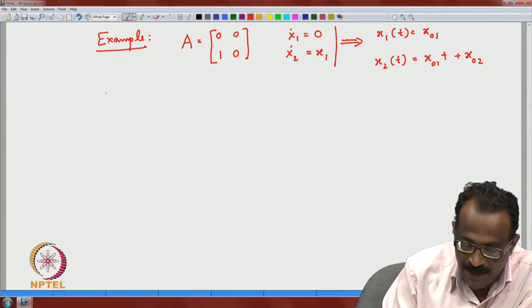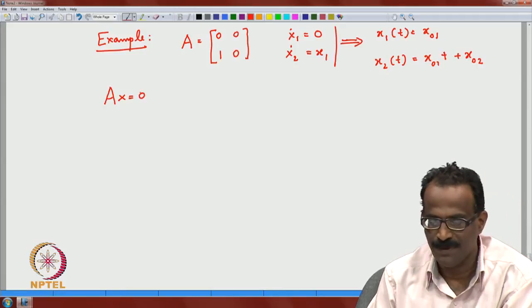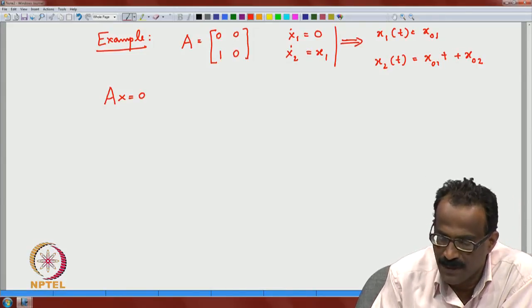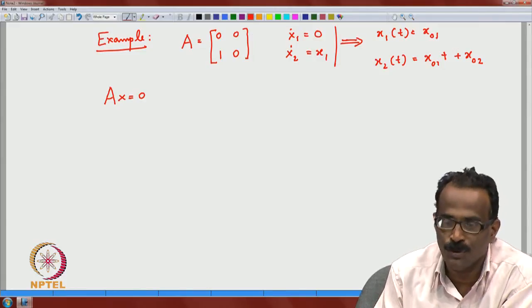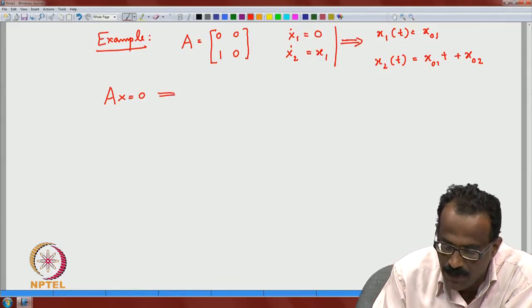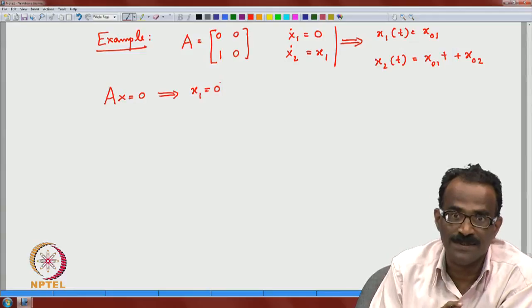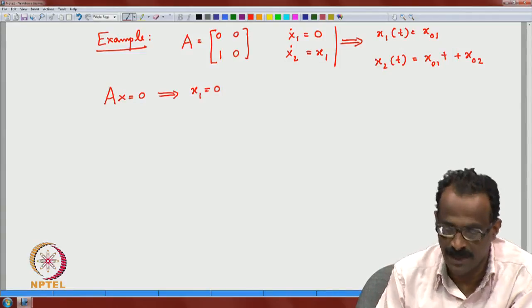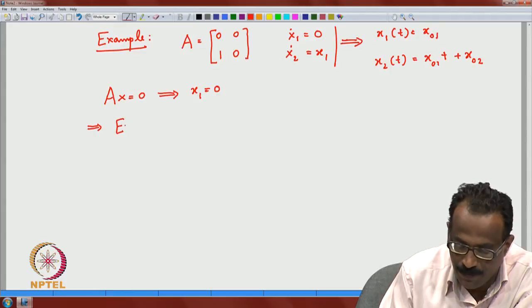So now let's find out the equilibrium point. If you want to find the equilibrium point, you look at Ax equal to 0. When Ax equal to 0, the first row won't give any information, because 0 equal to 0 you will get it. The second will give you information: the first component is 0. So the first component is 0, the second component is arbitrary, that implies every point, earlier we got every point on the x axis.